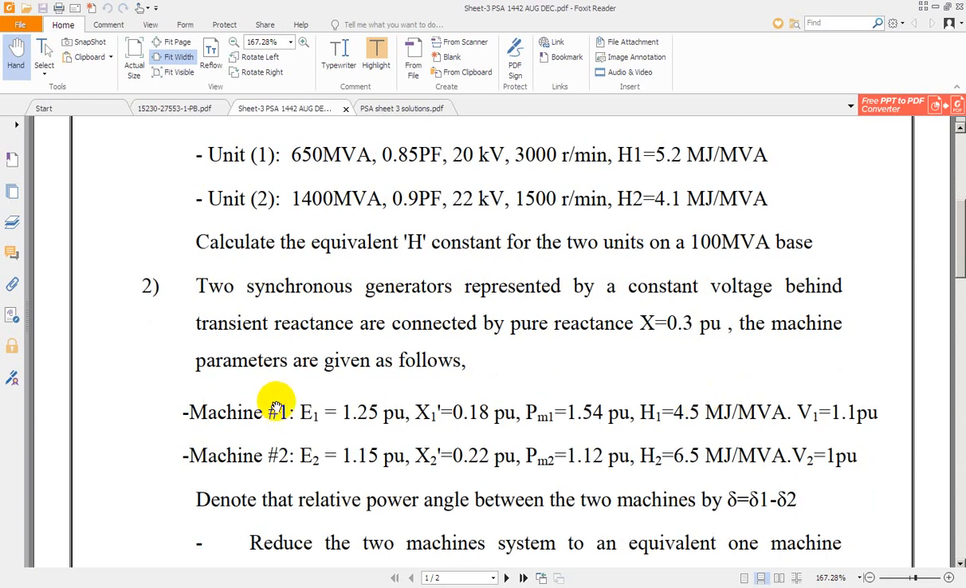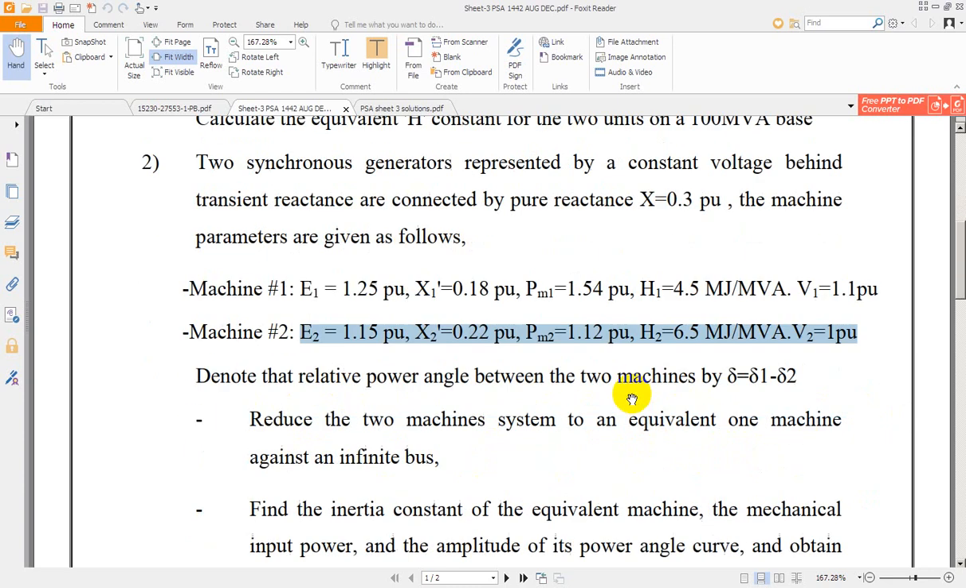The machine parameters of machine 1 are highlighted here. The machine parameters of machine 2 are highlighted here. We need to reduce the two machine system into an equivalent one machine system.